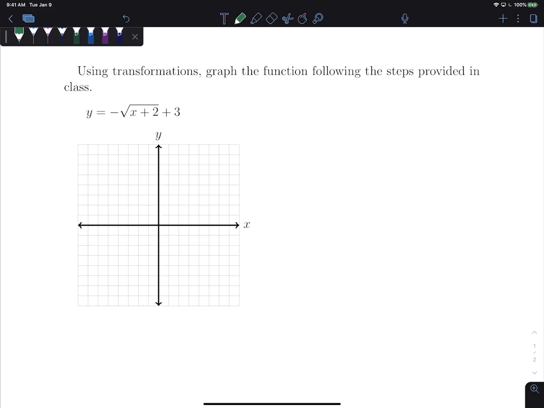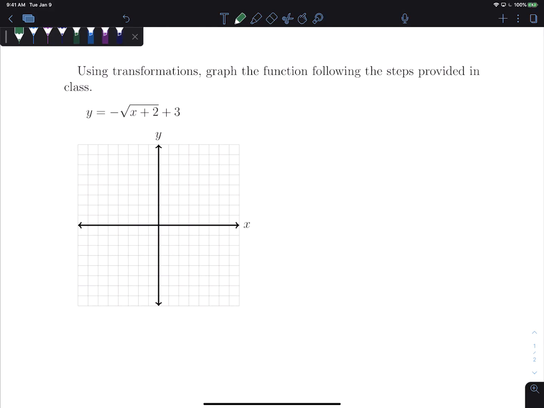Hello. In this video, we're going to go ahead and graph another function. Using transformations, graph the function following the steps provided in class. So we have y equals negative square root of x plus 2 plus 3.